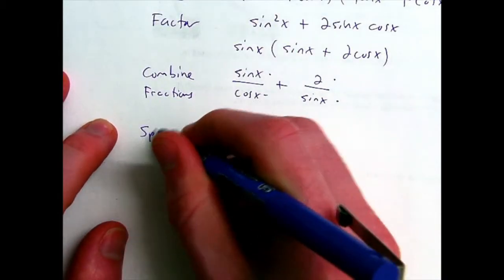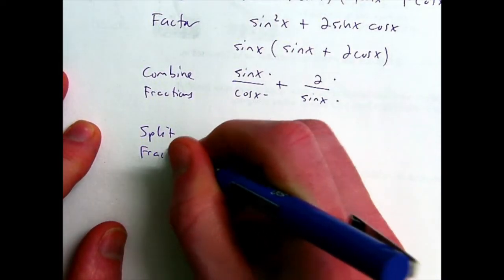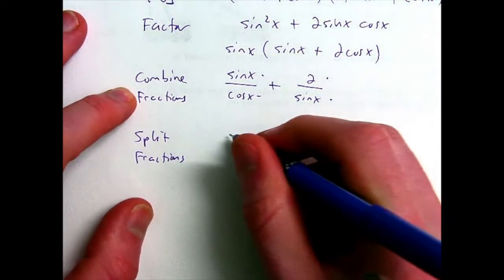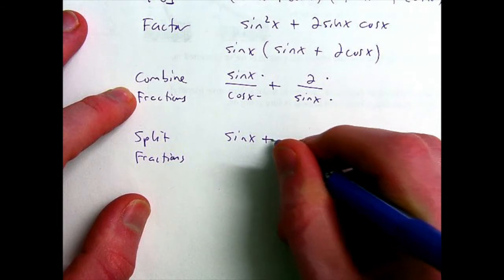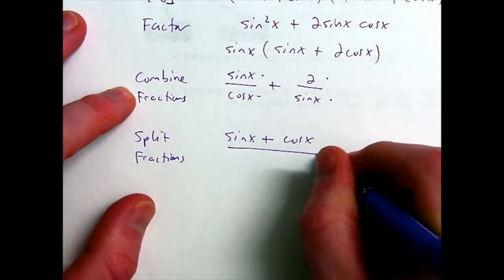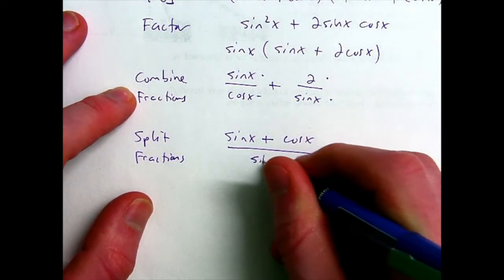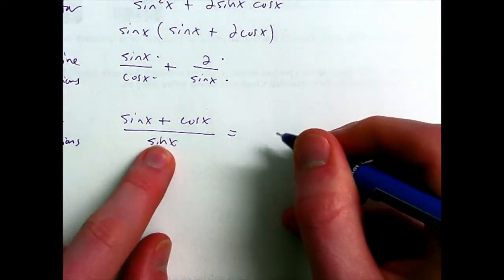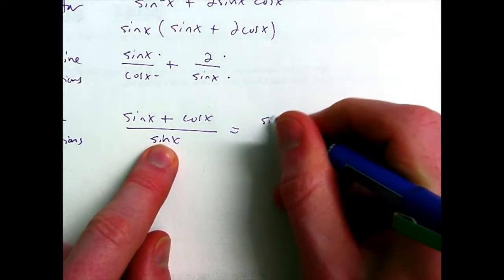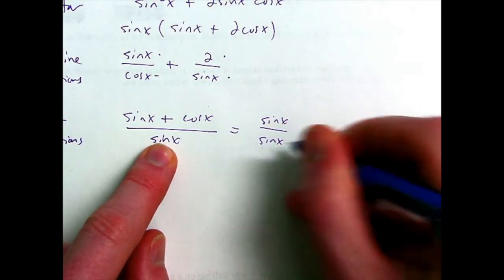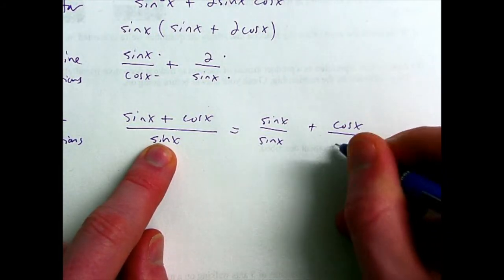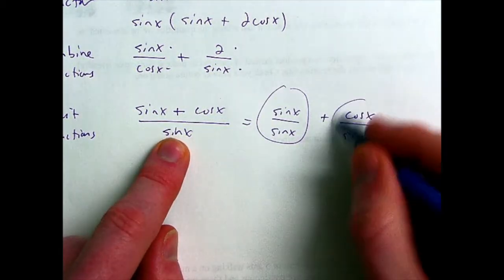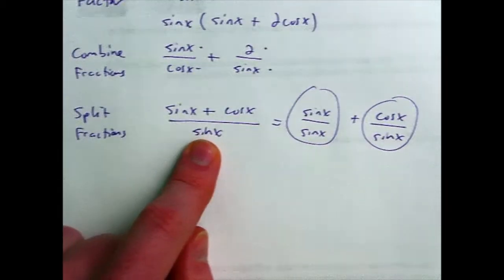Another one that you see often is splitting fractions, which is actually the reverse of combining fractions. If you see something like sine x plus cosine x over, say, sine x, you can split this fraction into two terms by sort of distributing the denominator. That's sine x over sine x plus cosine x over sine x. And then you could say, oh, that's 1, and that's cotangent.